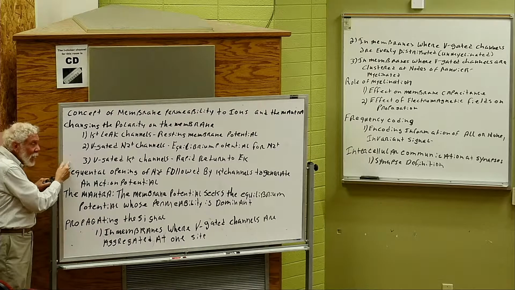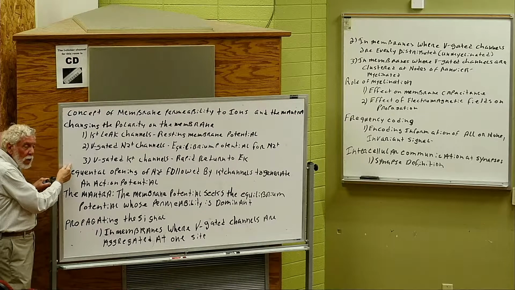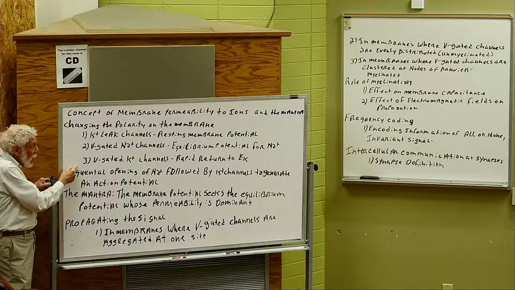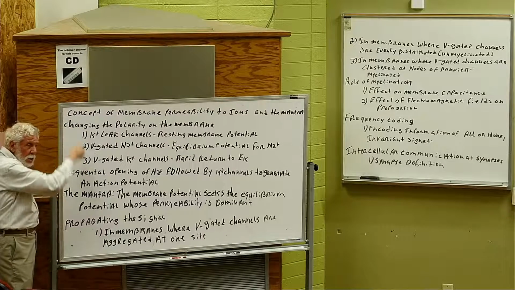So what we do to make the system about 1,000 times faster is we invoke a new set of channels called voltage-gated potassium channels. But again, it's the same idea. When the voltage-gated potassium channels begin to open, the membrane potential seeks the equilibrium potential for the ion whose permeability is dominant. The dominant permeability is to potassium. We're headed back down to minus 70 millivolts. And we'll talk about that oscillation.